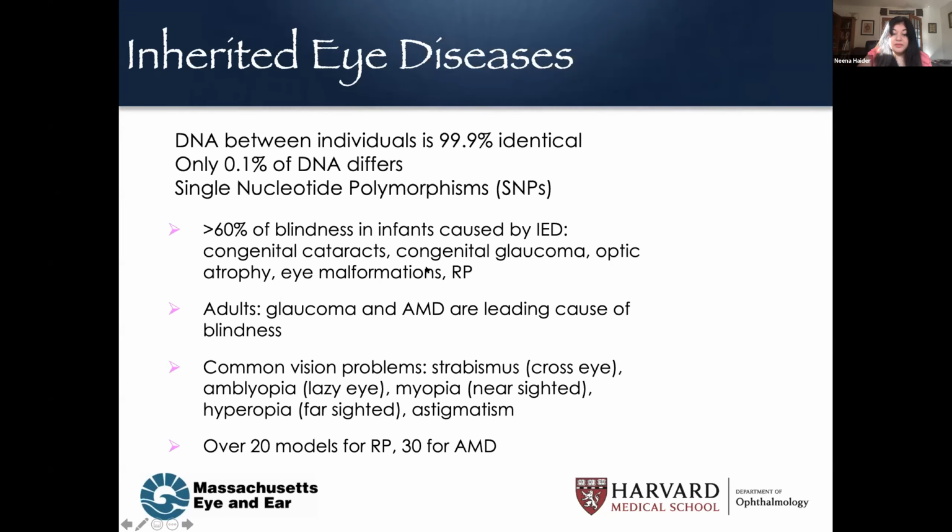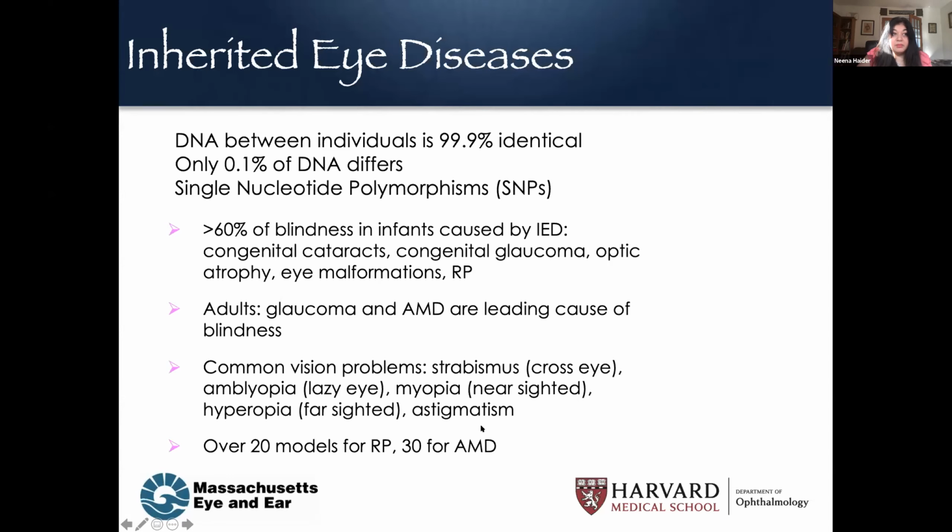60% of blindness in infants is caused by some kind of inherited eye disease. And these can be cataracts, congenital glaucoma, optic atrophy, and various eye malformations, and including RP, which is retinitis pigmentosa. And that's a disease that I've been studying in my lab for many years now. In adults, glaucoma and AMD are 2 of the leading causes of blindness and severe vision loss in our societies. Common vision problems can also occur, such as strabismus, amblyopia, myopia, hyperopia, and astigmatism.